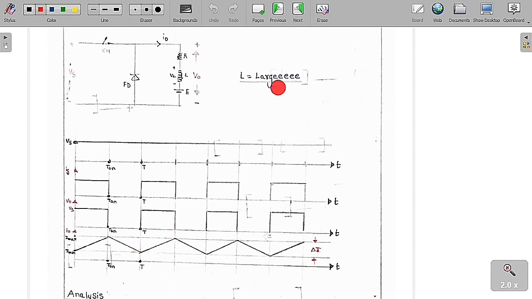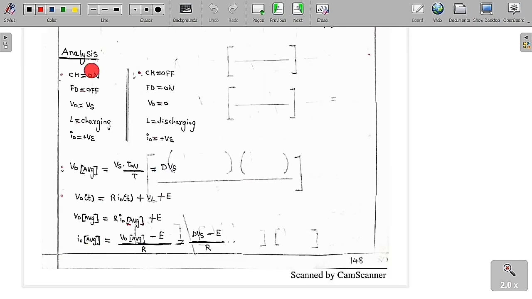Here, as L is large, the current is not equal to 0 even one time. So we can say continuous conduction means 0 is not at all present in the output current. That is the meaning of this one. The amount of ripple, maximum value minus minimum value, is delta I. Delta I means it is the amount of ripple in the output current. So we are going to analyze the circuit.